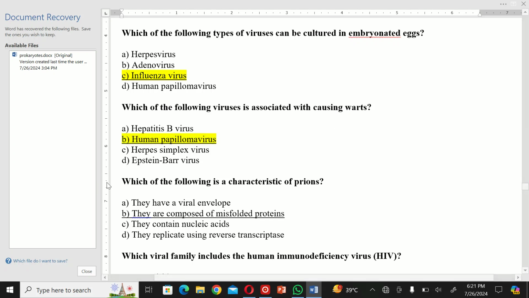The next MCQ is: which of the following is a characteristic of prions? A. They have a viral envelope. B. They are composed of misfolded protein. C. They contain nucleic acid. D. They replicate using transcriptase. So the correct option is B.